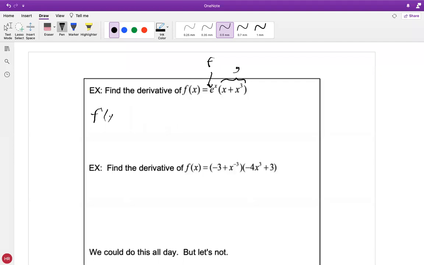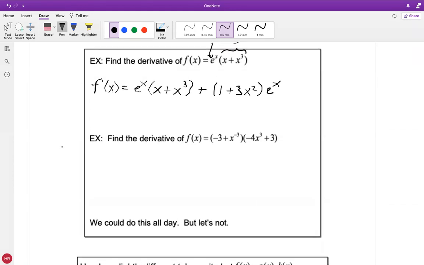So the derivative of f is the derivative of the first. Remember, the derivative of e to the x is just e to the x again, times the second, plus the derivative of the second. Well, that's 1 plus 3x squared times the first thing. And you can multiply all this out and get a bunch of random things with x's and e to the x's in them, but let's not do that. Let's just leave it like that for now. The point here is to understand what the rule says.